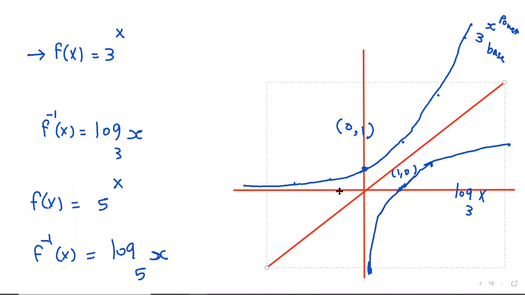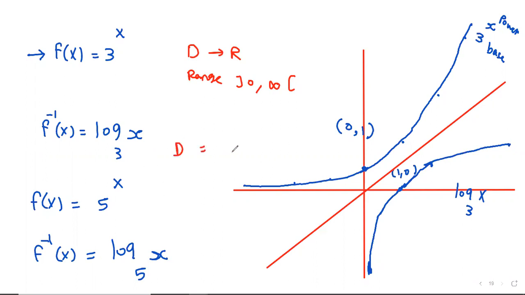The domain of the exponential function is R, and the range of the exponential function is 0 to positive infinity. Okay, and the domain of the logarithmic function is 0 to positive infinity. This is the domain, 0 to positive infinity. And its range is R.